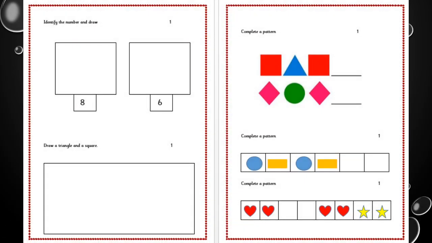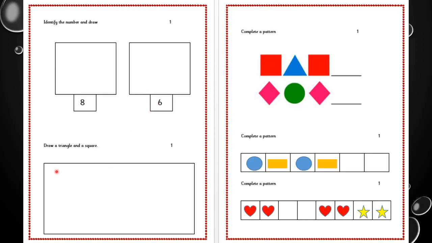here is the next identification. Identify the number and draw. You have to identify this number and draw the objects here. Objects will be according to your choice. Whatever you want to draw, you can draw. Here also you have to identify the number and draw objects. Once you finish this, we'll come to data handling.